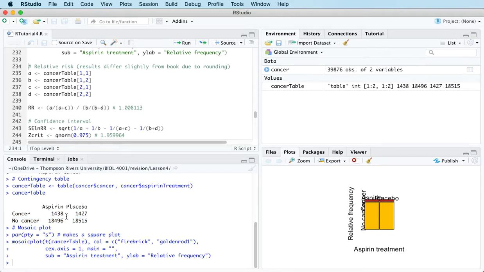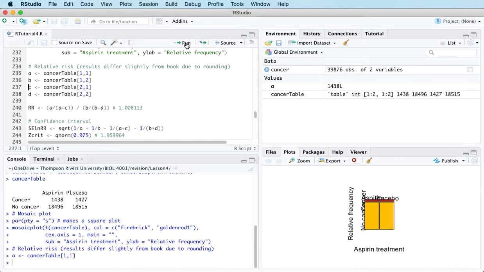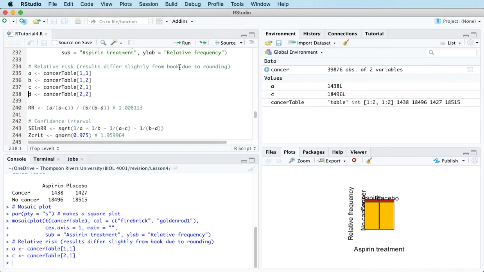First of all, I'm going to think about the probability of someone who receives the aspirin going on to develop cancer. There were 19,934 women who did receive the aspirin treatment, and 1,438 of them went on to develop cancer. So if we express that as a probability, we would have 1,438 divided by 19,934. The code that I'm going to use here picks off the two numbers that are relevant to this probability.